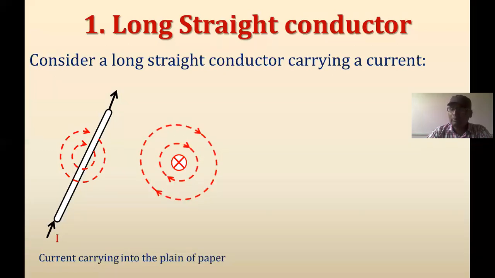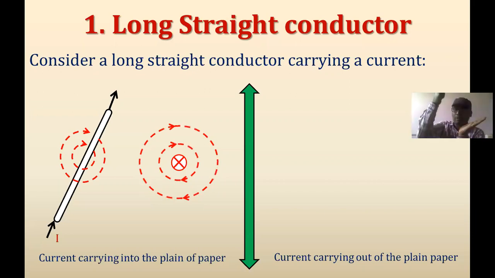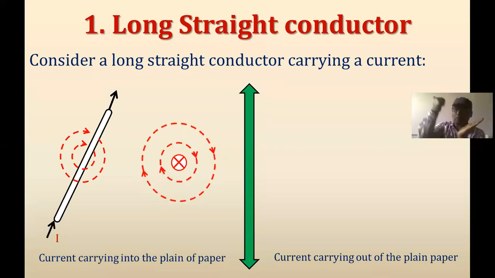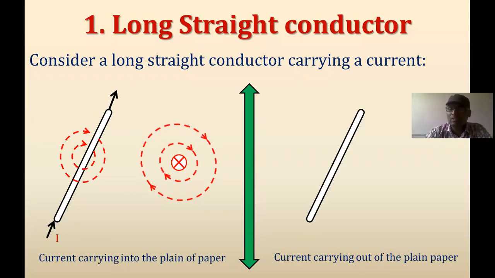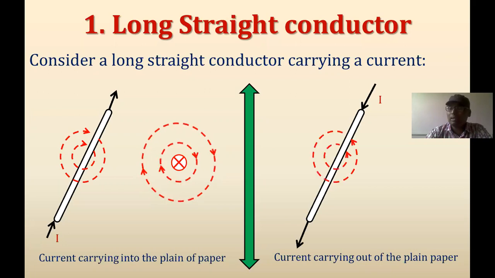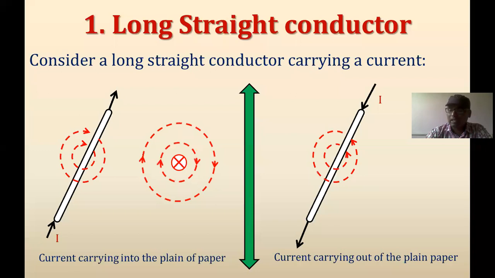Now you might be thinking, what happens when the current is flowing out of the plane of paper? Just see: current carrying out of the plane of paper. म्हणजे त्या plane paper मधून बाहेर पडतोय. The stretched thumb indicates the direction of the current. Just consider that this is the conductor, and the current is out of the plane of paper. So in which direction will the magnetic flux lines move? Anti-clockwise. This is the direction of the magnetic field produced.